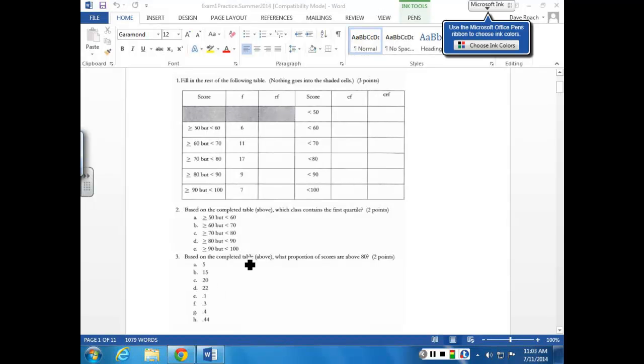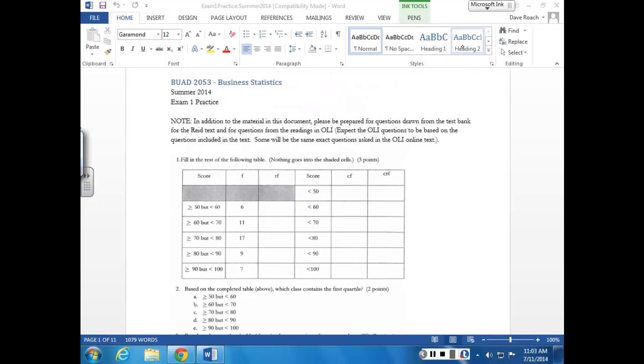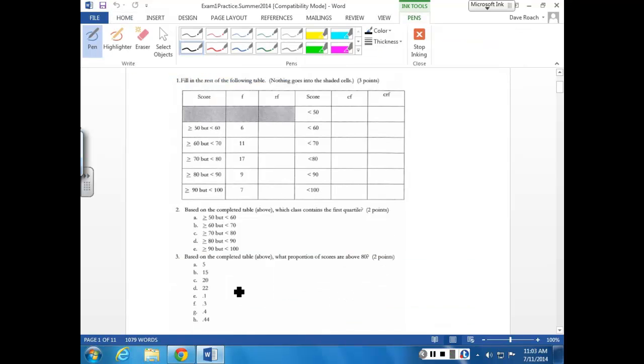Okay, so on the first one, I just ask you to fill in the table here. I've given you the frequencies. If you sum those up, that's 50. So the relative frequencies will just be each number divided by 50. So that's 0.12, 0.22, 0.34, 0.18, and 0.14. Okay. So I just added those in.